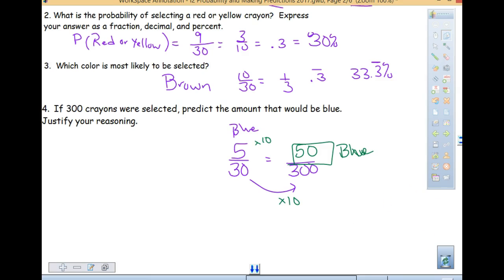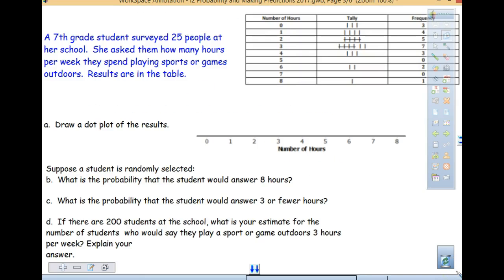Lane was here? Okay. As we look at this one, it says seventh grade students surveyed 25 people at her school. She asked them how many hours per week they spent playing sports or games outdoors. The results of the table is this. We are asked to make a dot plot. So, if we are doing this, dot plots mean just simply that above each of these numbers, you're going to put the frequency. So at 0, we're going to put 3, right? What's our most that we have? The most is at where?